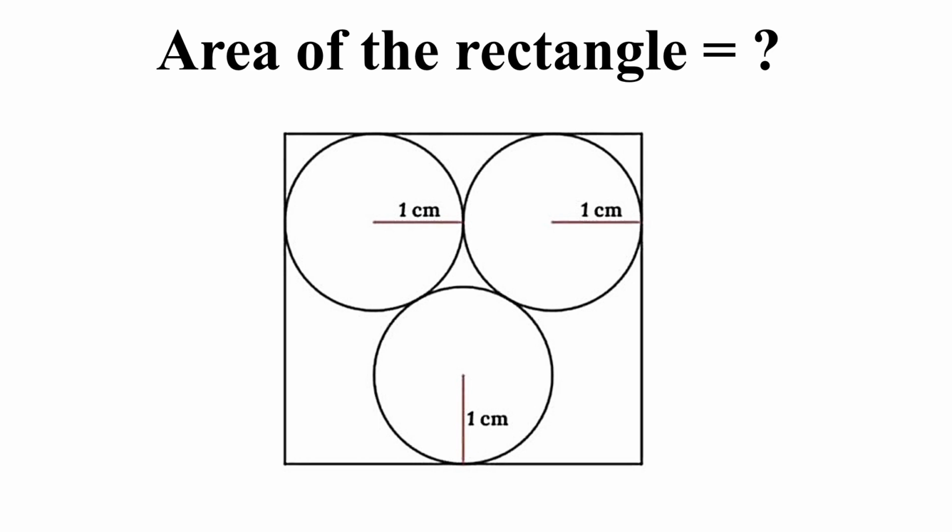The question is, we have a rectangle and there are three circles inside this rectangle, and the radius of these three circles is equal to 1. How to calculate the area of this rectangle? How can we solve this?